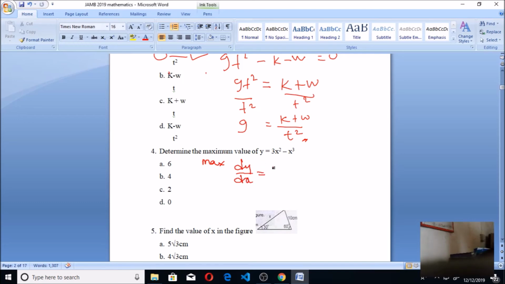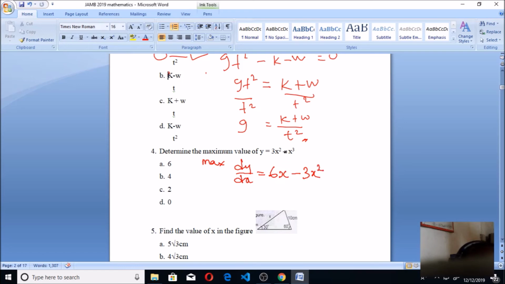Now how do you find it? For dy/dx, you simply take the power and bring it over to the front. 2 times 3 will give us 6, then you have x, reducing the power 2 by 1, leaving only x. Minus the same thing here: take this 3 and multiply it by what is in front, 3 times 1, you have 3, and you reduce the power by 1, so you'll be having x².